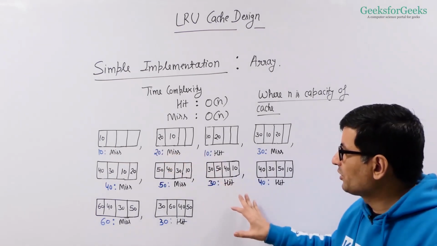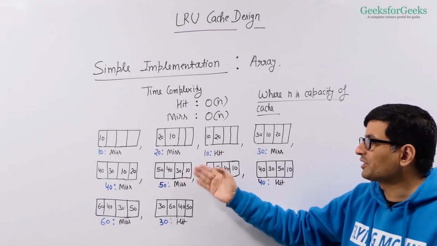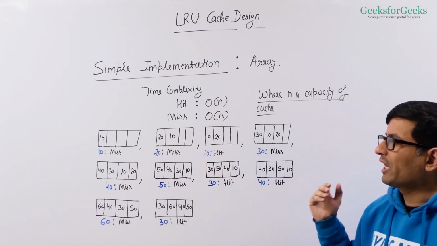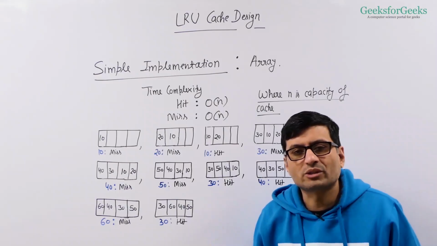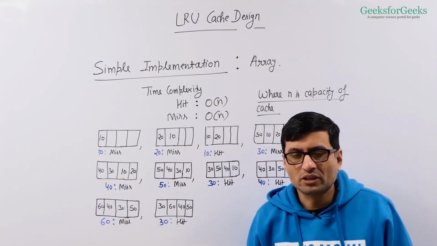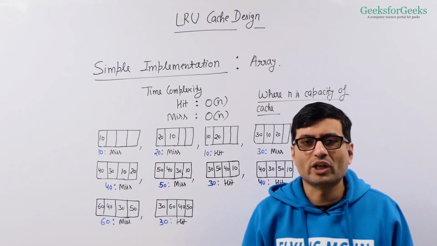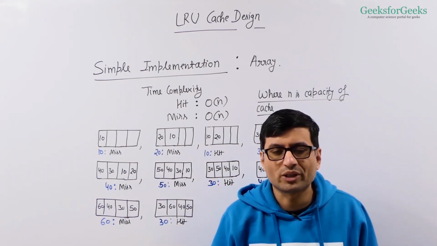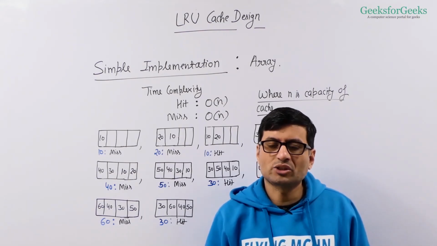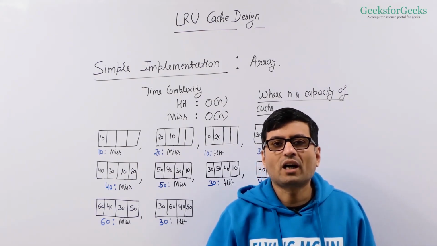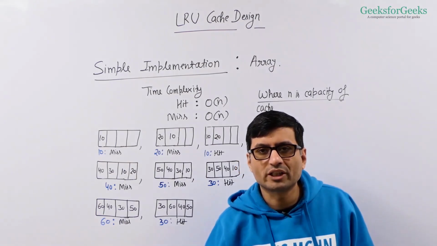So whatever we have shown, we have an array of size 4 and we do these operations in the same way in an array. But what will happen if you use an array? Your hit and miss, both cases will have big O of n time complexity. Because if you want to see a hit, you need to traverse through the whole array in the worst case, then you will figure out whether this item is present already in the cache or not, right? So in worst case, item would be present at the last position and your hit is going to take big O of n time.